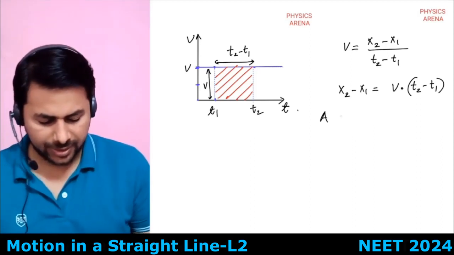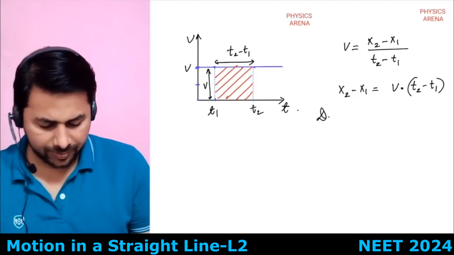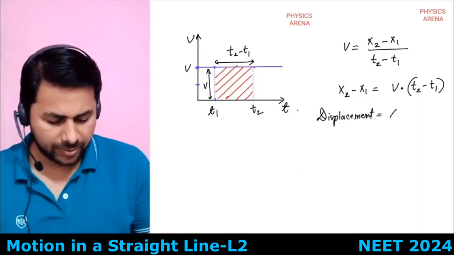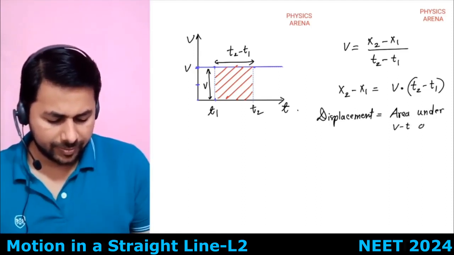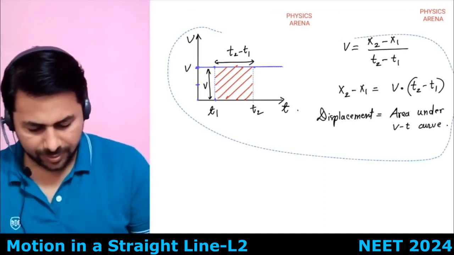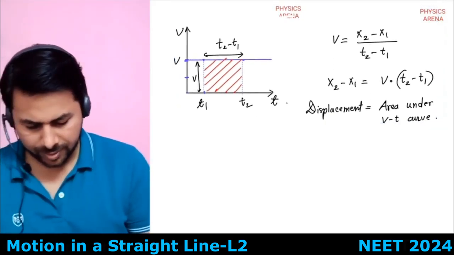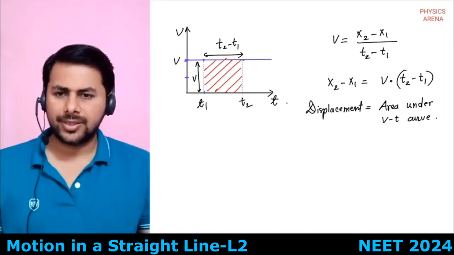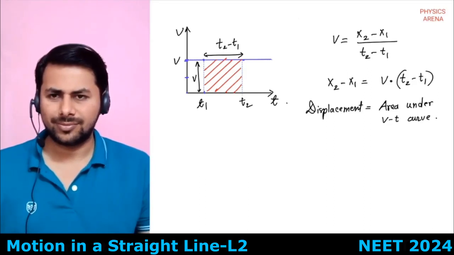So displacement is equal to the area under the VT curve or VT graph, right? Okay, all right, this is clear. Yes, sir. Everybody?